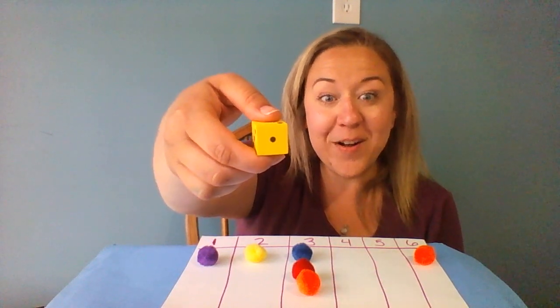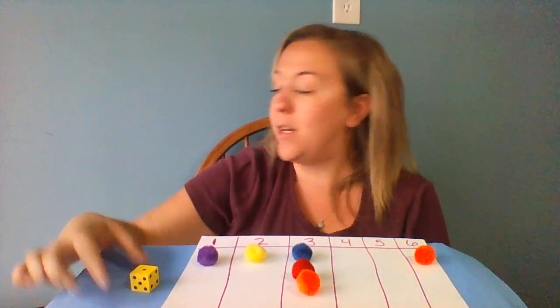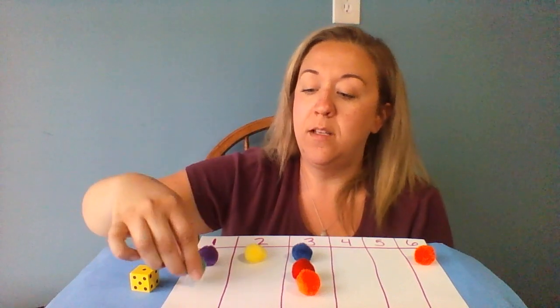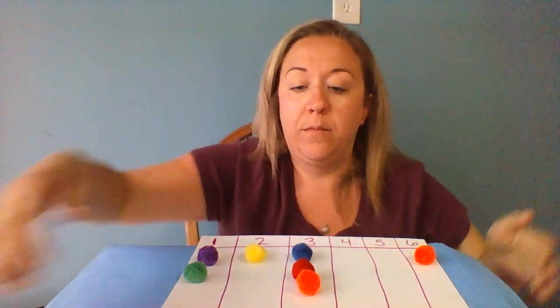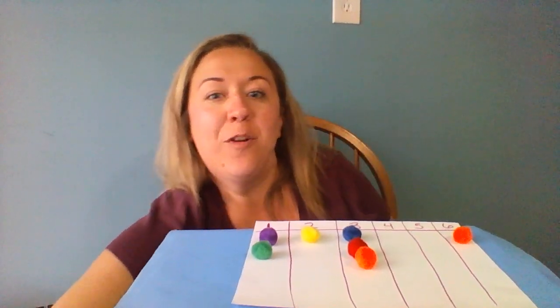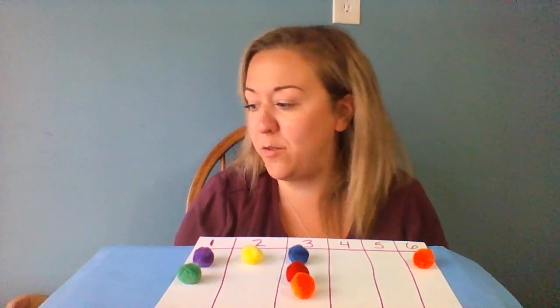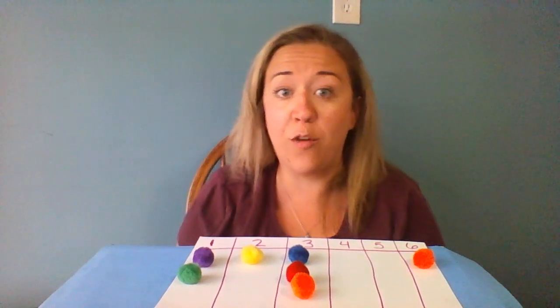What number did we roll? That's right, the number 1. I'll place 1 here in the 1 column. Let's do one more roll. Uh-oh, I rolled it too far. Got to be careful when you roll. You don't want it to go all over the place.